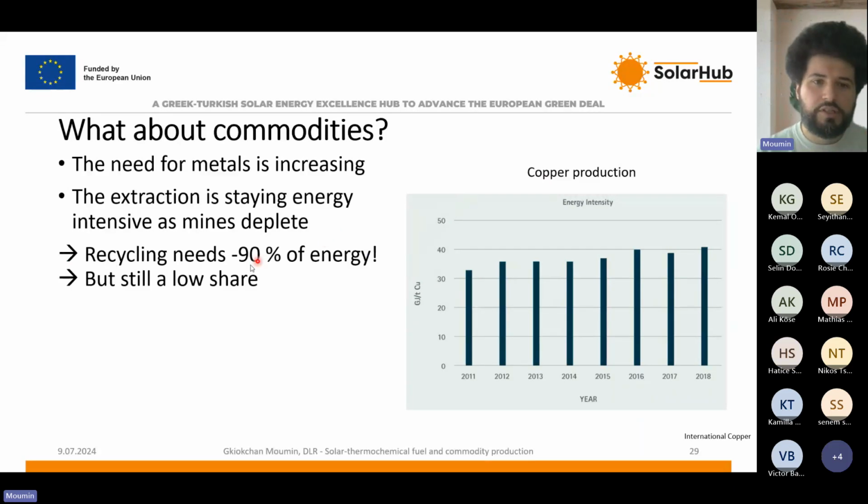And the point is that the recycling of those metals needs less than 90% of the energy, so for aluminium or copper. But the recycling in both cases has a quite low share. And this is something that could be done easily with concentrated solar thermal energy.